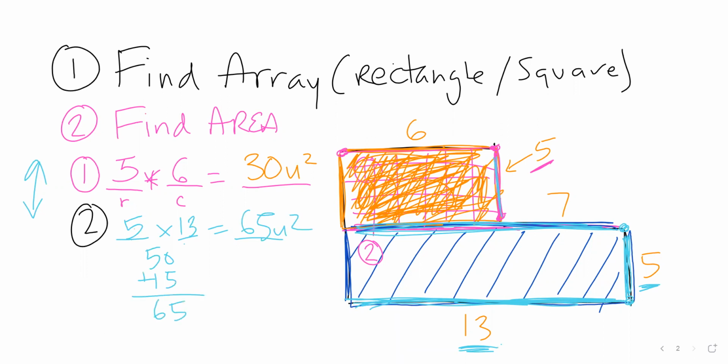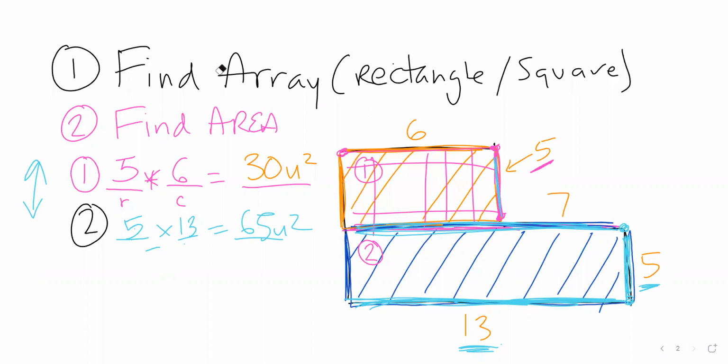Okay. So those would be the first 2 steps. 1, find the arrays in there. And then step 2, find the area of each array. And now I know the area. If this is 30 units squared and this is 65 units squared, and I want to know the area of all of it, then all I'm going to do is my final step. I got confusing. Maybe I should call it A and B. Let's do that. A and B.